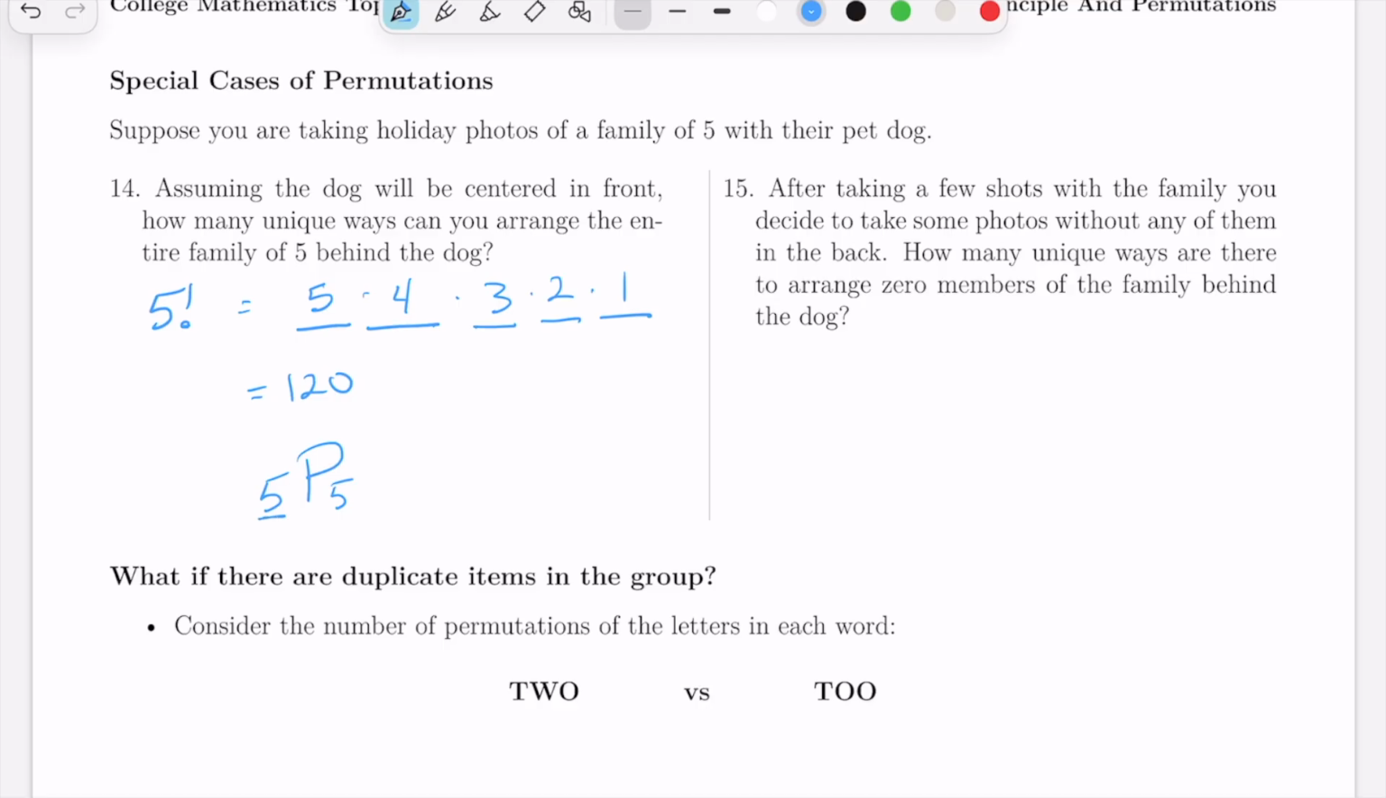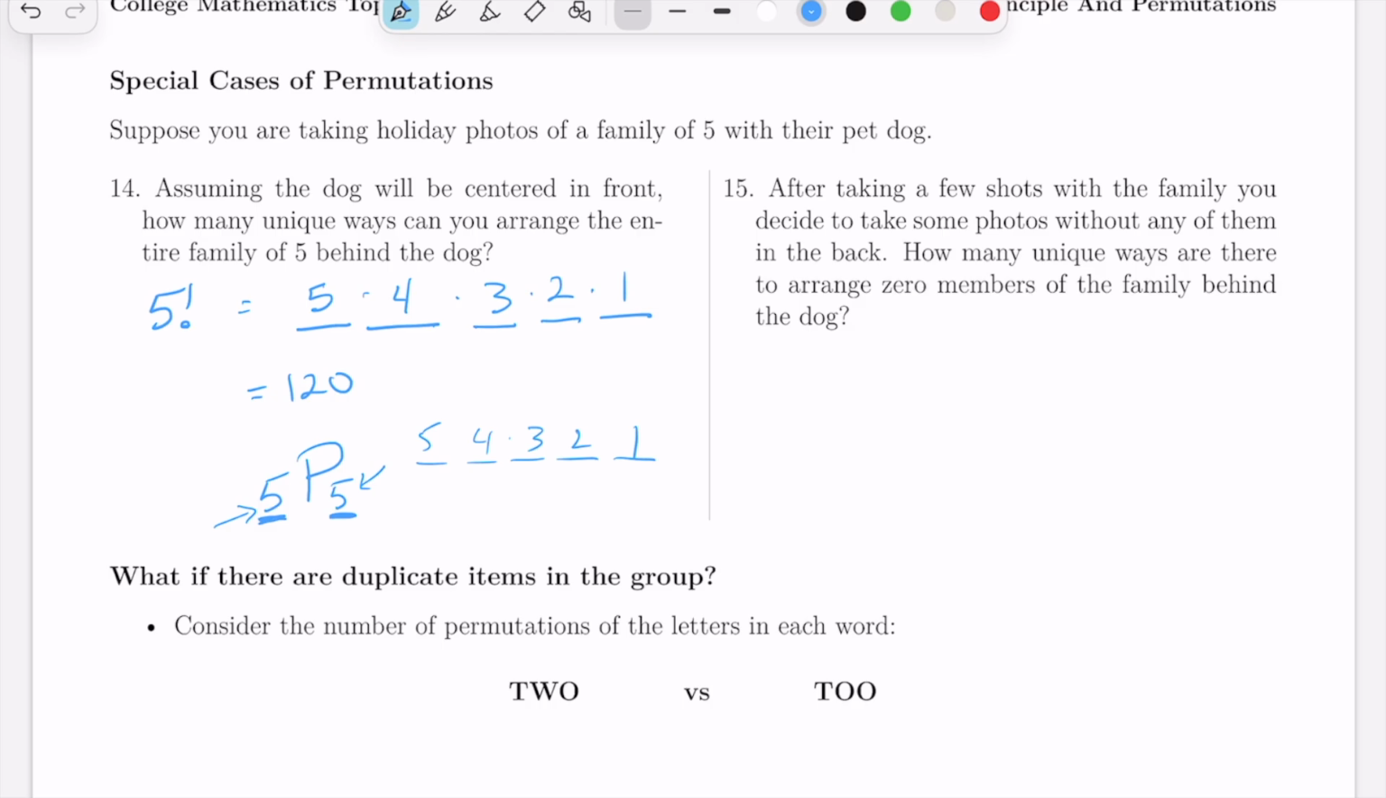You have 5 people to choose from, and we also have 5 blanks that we're going to fill. So remember, this one is the number of blanks, the one on the right. So 1, 2, 3, 4, 5. And this is the starting number. So 5 times 4, 3, 2, and 1.